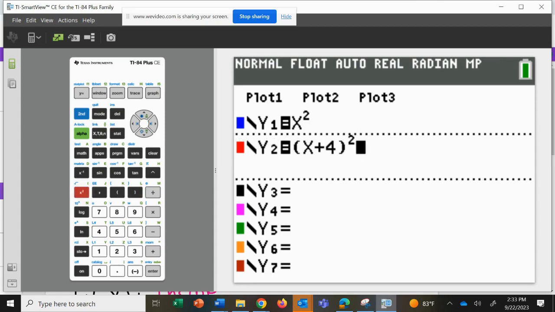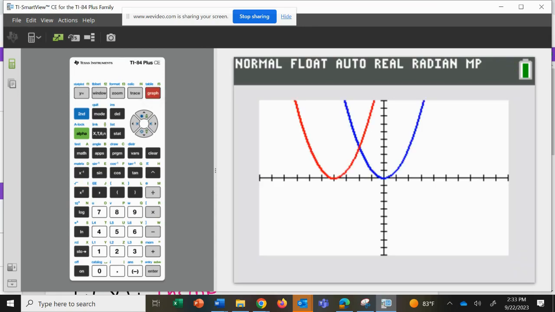I can see that this is on the inside because the squared is around everything. That's what the parentheses are doing, making me square that 4 along with the X in there. Everything's being squared. This is on the inside. We did this last time. You hopefully wrote down some notes, but we're doing it again. When I hit graph, this one moved to the left 4 units, right?